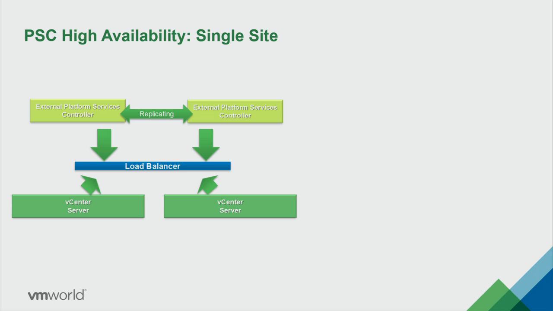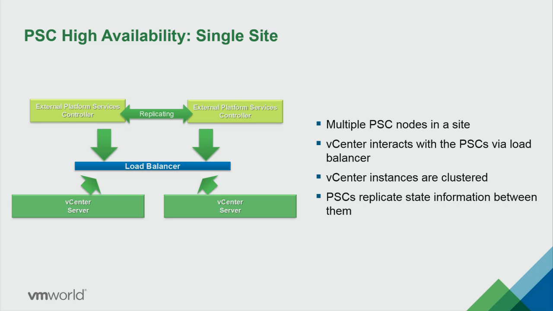You need load balancing. So what you would have is two PSCs in a local site that are replicating with each other, and then a load balancer that separates that from all the vCenter type solutions that talk to the PSC. So they interact with the PSCs through the load balancer, and the state information is always being replicated. Let's say one of the PSCs goes down. The other one takes over, the load balancer sees that the PSC went down and redirects all the traffic to the second one. That way you have availability from a local sense.